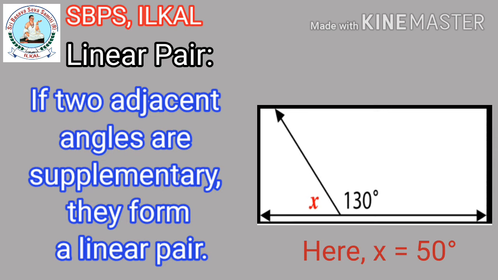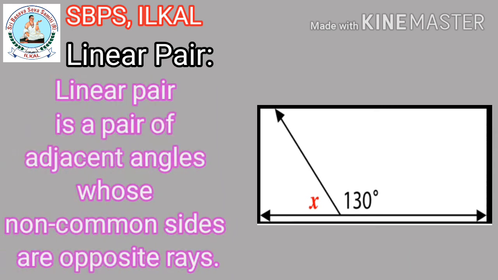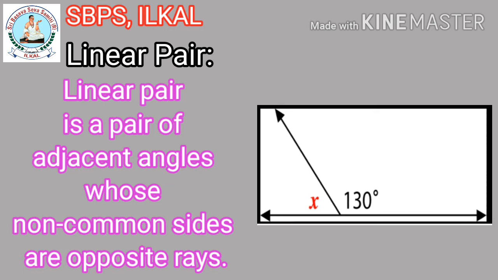Value of x is equal to 50 degree. Then 50 degree plus 130 together form 180 degree. Then we can call them supplementary angles. Those two adjacent angles together form 180, so it is a linear pair. You can understand a linear pair in another way, children. Linear pair is a pair of adjacent angles whose non-common sides are opposite rays.